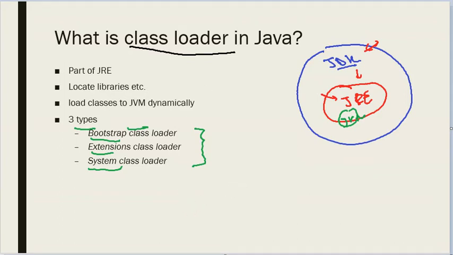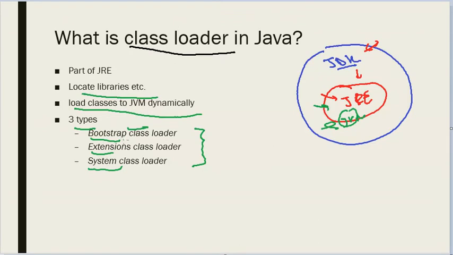So that's what a class loader is. As you see here, it loads classes to the JVM dynamically, and it locates libraries, etc. So it's part of the JRE, as we know that the JVM is part of the JRE. It's like the JRE is the container and the JVM is the thing inside the JRE that is doing this loading of the classes into the memory using class loaders.